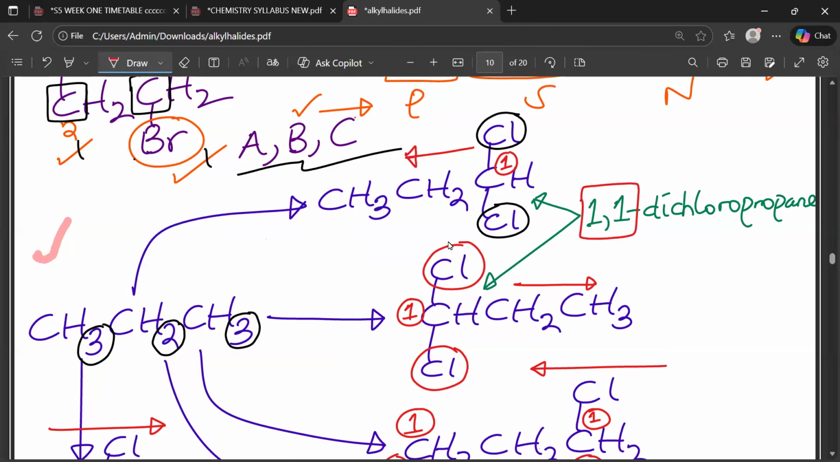Because they are 2 and on the first carbon. And after mentioning 1, 1, di is a must. Dichloro, because there are 2 chloro groups and they are sitting on the carbon skeleton of propane. Period.